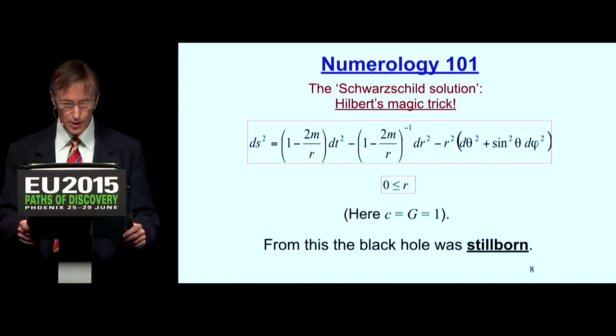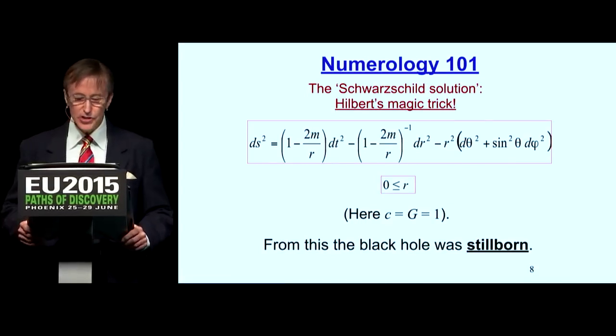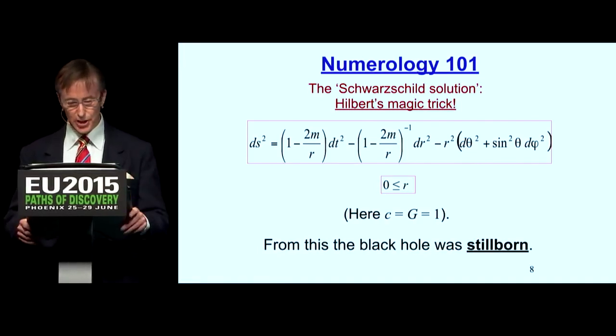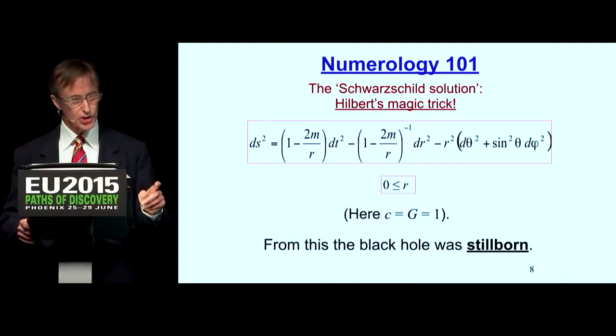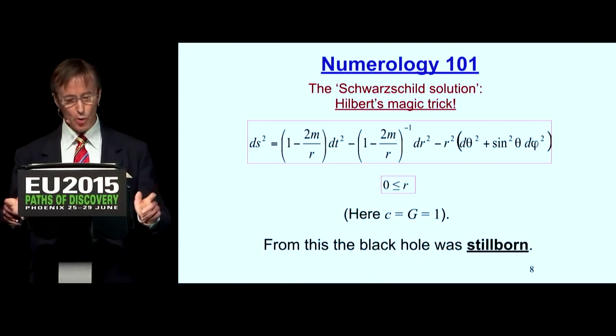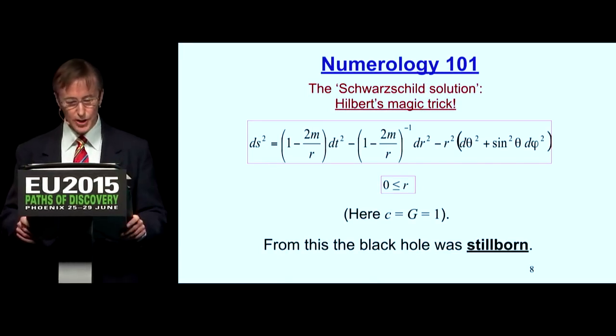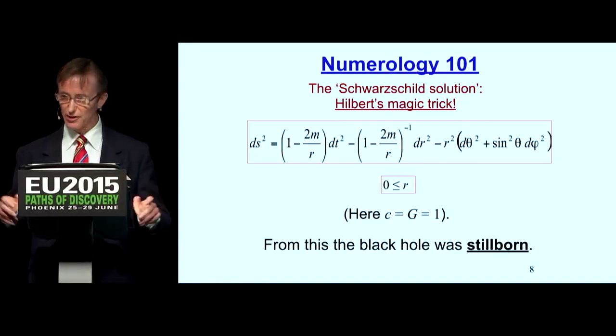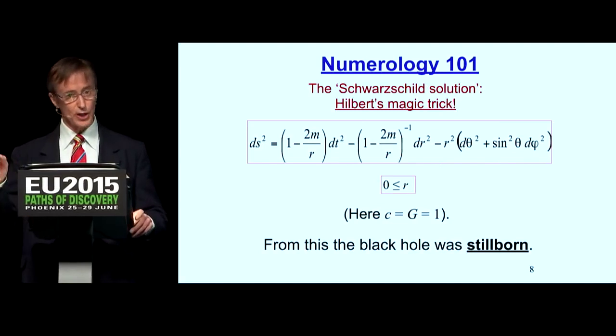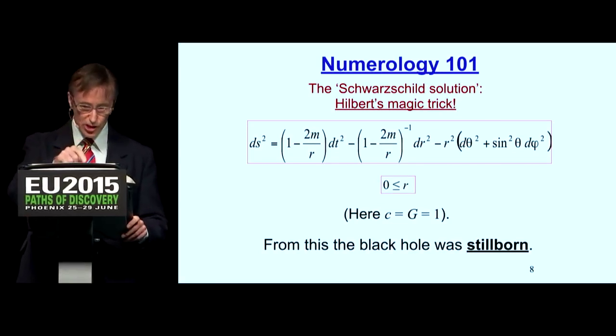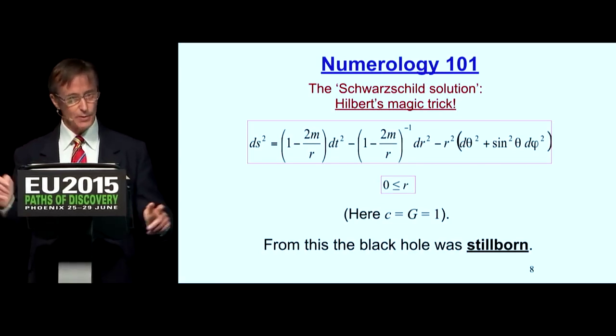Now we come to a little bit of numerology. This is the so-called Schwarzschild solution, but it's Hilbert's version, and it's a magic trick by Hilbert. In this expression, c equals G equals 1. What's c? It's the speed of light. G is Newton's gravitational constant. And they set them to 1, so they disappear out of the equations. And they claim that this little m in this equation is the mass that's the source of the gravitational field that Einstein says Ricci equals 0 to. This is the mysterious mass that is taken out and put back in.